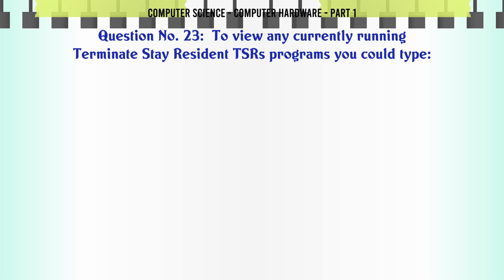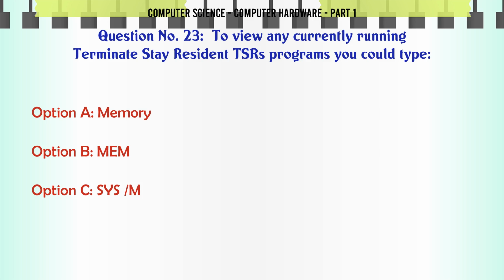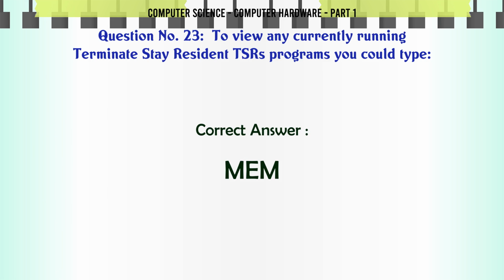To view any currently running Terminate Stay Resident TSR programs, you could type: A. Memory. B. MEM. C. SysM. D. MayMaker. The correct answer is MEM.